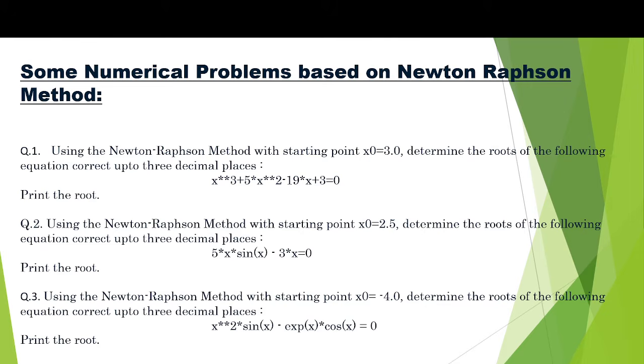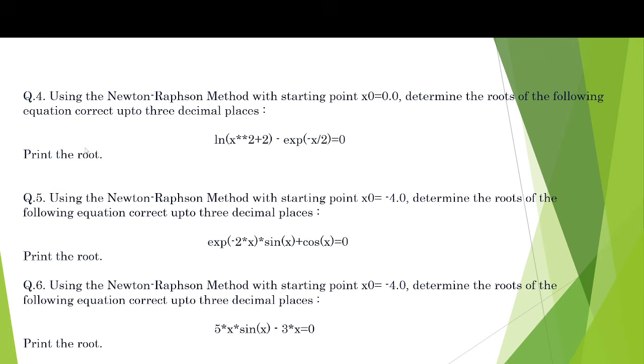The question number 1 says that using the Newton-Raphson method with starting point x0 equal to 3.0, determine the roots of the following equation correct up to 3 decimal places, where the function is given as x cubed plus 5x squared minus 19x plus 3 equals 0, and print the root. Here I have written 5 questions, and these questions you may solve by using Python code, and I will show you the Python code next.